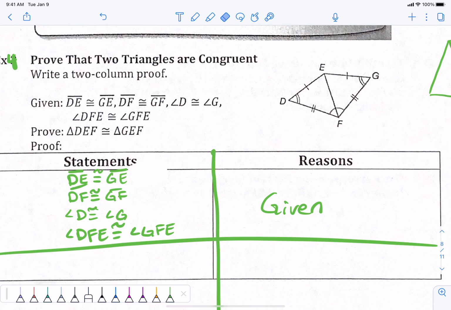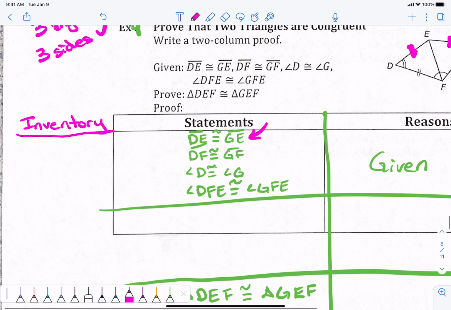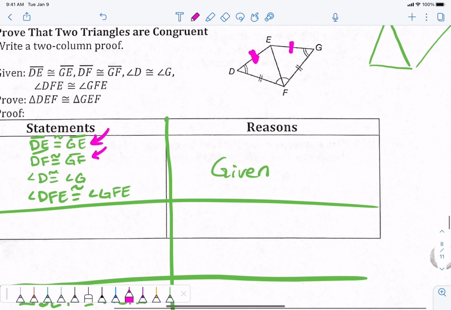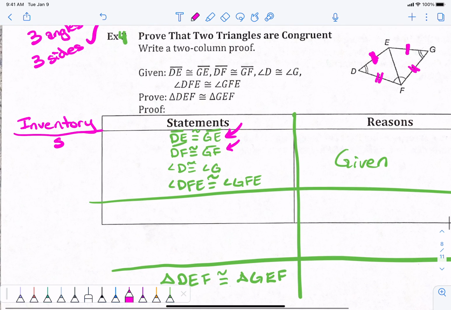DE and GE, that's this one right here. DE is this one, GE is this one, okay? We know that those are the same. They've tick marked them for us. That tells me that I have two sides that are the same, so I'm going to put a side off to the side. The next one is GF and DF. GF is the same as DF. We know that those two things are the same, and that gives me another side, right? Those two sides are the same.